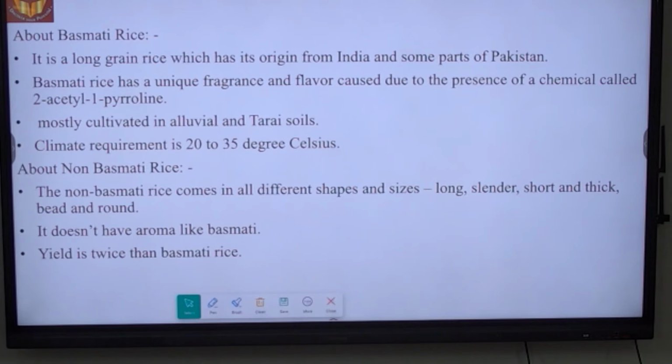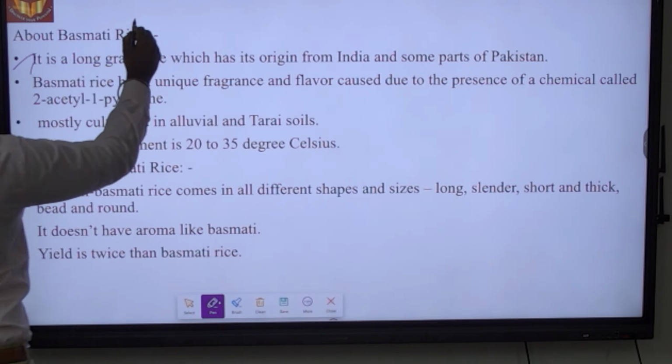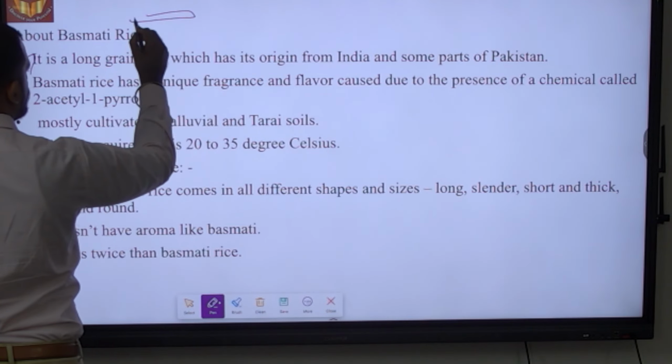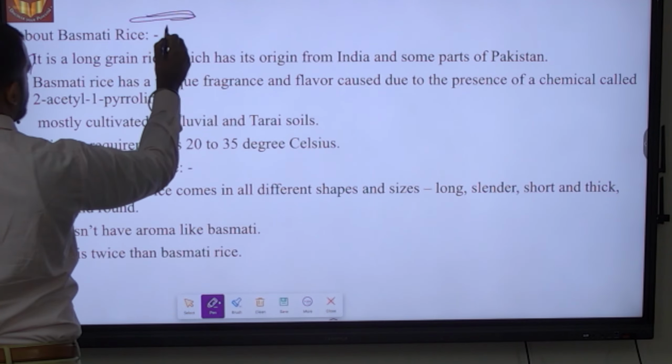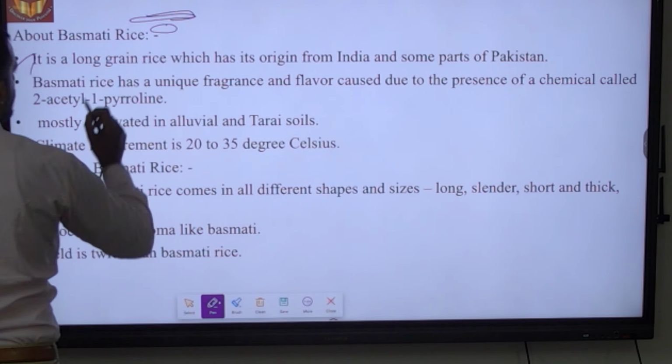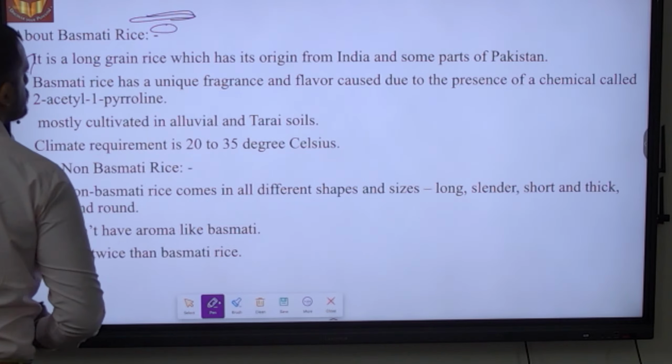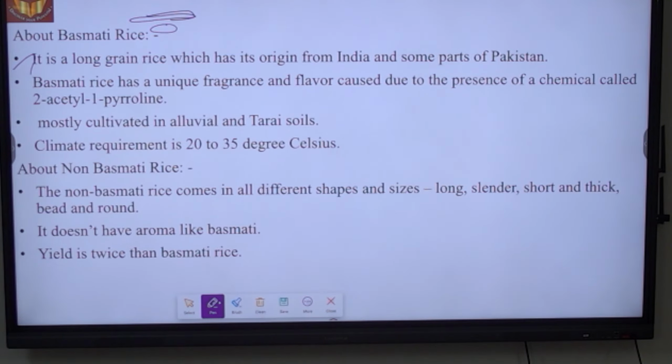So what is basmati rice about? It is long grain. The grain will be very neat and long. Normal rice will look round and plump. It will be very long, and has its origin in India as well as in some parts of Pakistan.